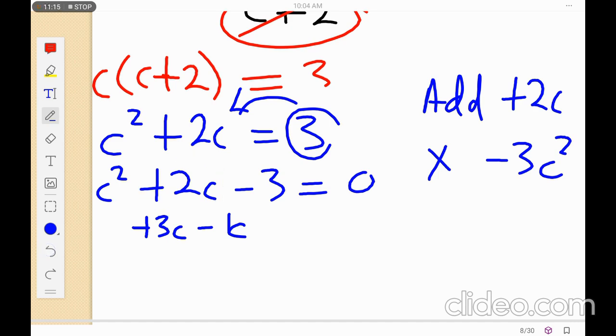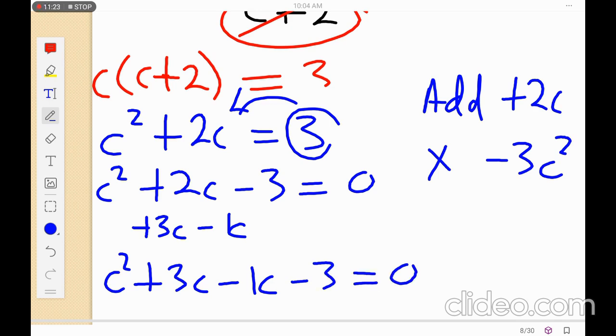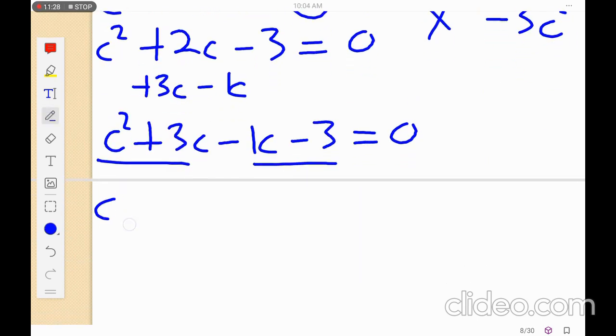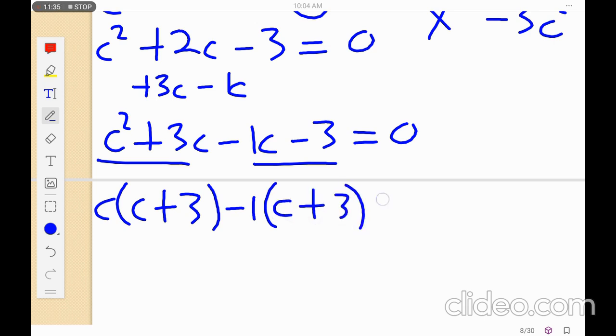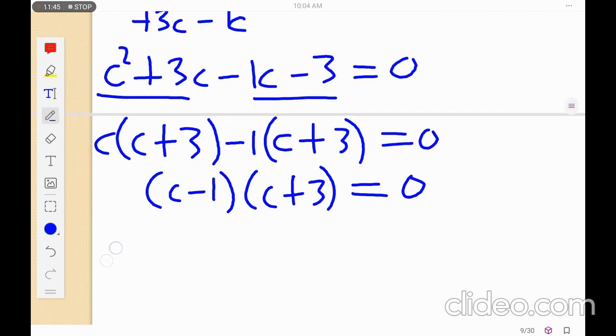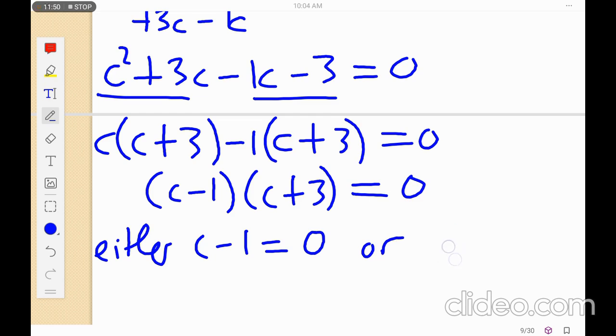Let's rewrite it. We have C squared plus 3C minus 1C minus 3 is equal to 0. Let's now factorize these groups. For the first one, I can factor out C and remain with C plus 3. For the second one, I can factor out minus 1 and remain with C plus 3 is equal to 0. So I have the factors C minus 1 and C plus 3 is equal to 0. So either C minus 1 is equal to 0 or C plus 3 is equal to 0.